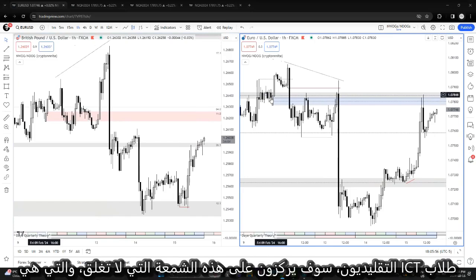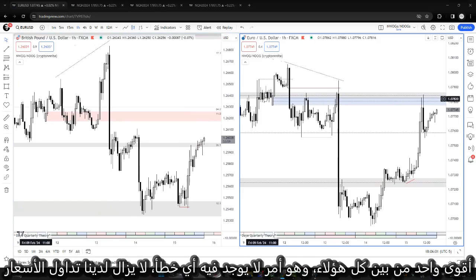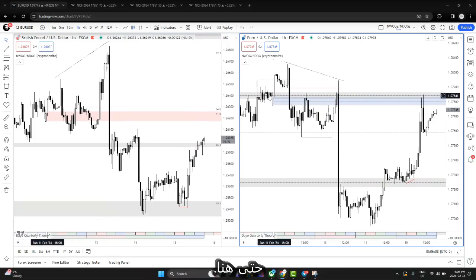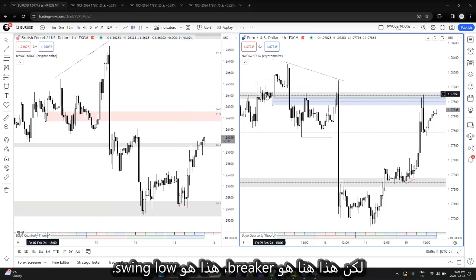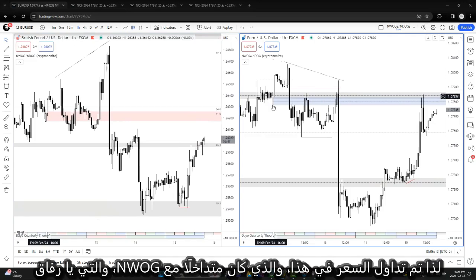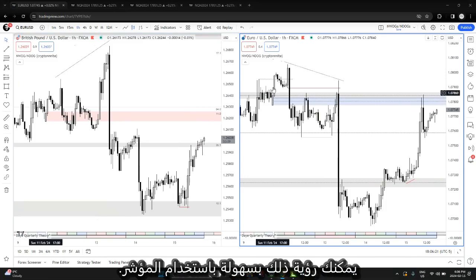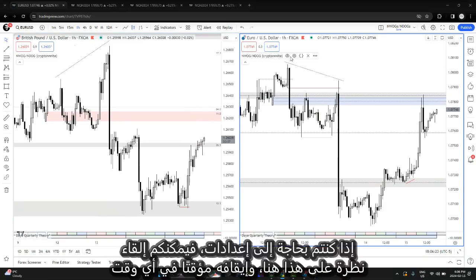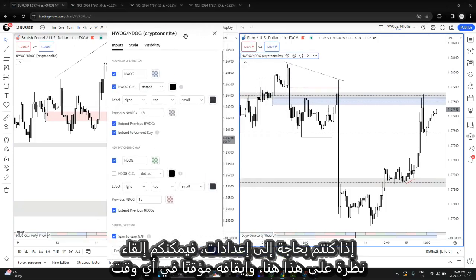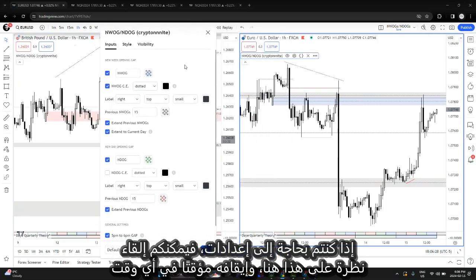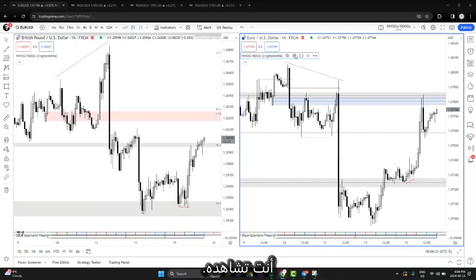Traditional ICT students, they would be focusing on this down close candle, which is the beefiest one out of all of these, which nothing is wrong with that. We still had price trading up into it right here. But this right here is a breaker, this swing low. So price traded into this, which was overlapped with the new week opening gap, which you guys can easily see with the indicator. If you guys need the settings, you can just look at this right here. Just pause it whenever you're rewatching it.